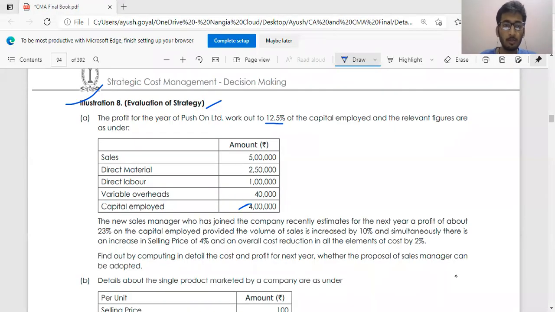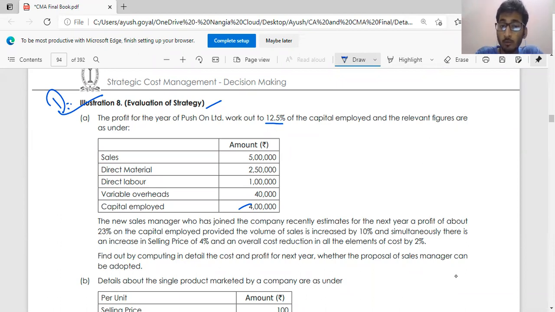So, let's come to question number 8. Let's read question number 8. The profit for the year of Push On Limited works out to 12.5% on the capital employed, and the relevant figures are as under: sales figure, direct material, direct labor, variable overhead, and capital employed. All the figures are given to us.